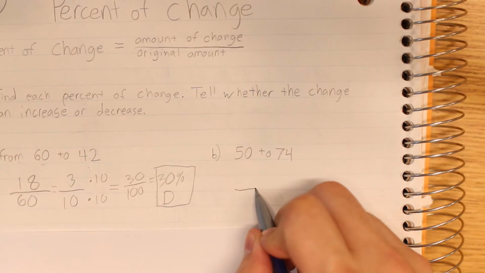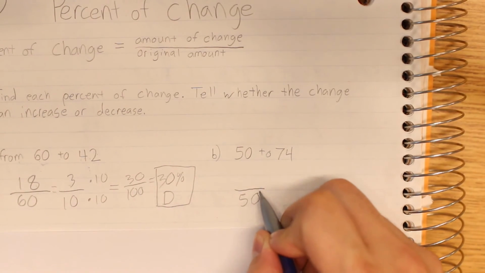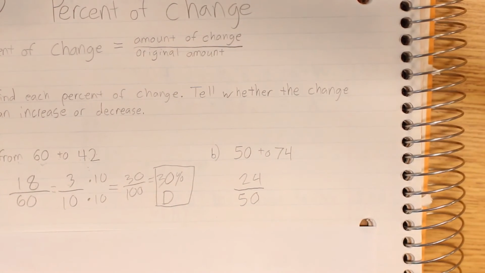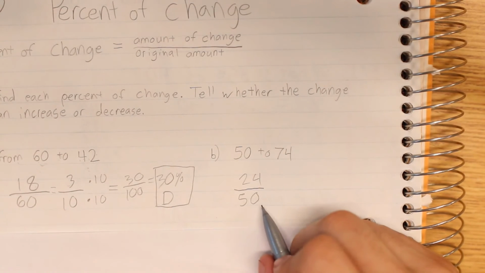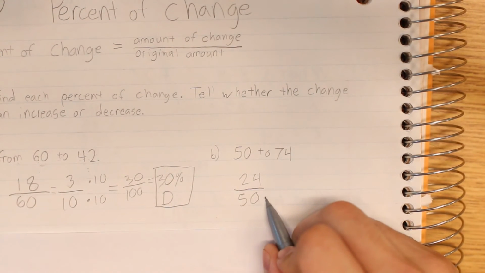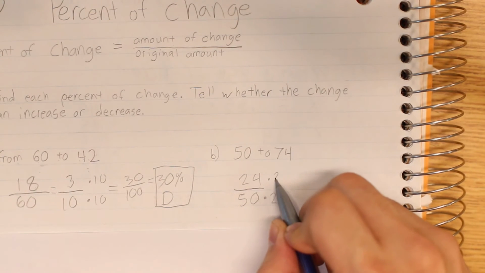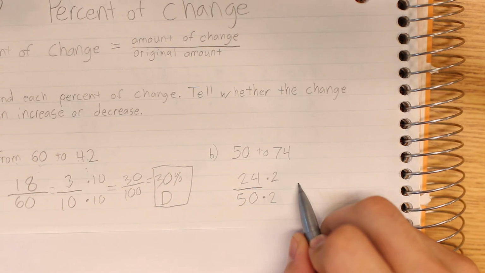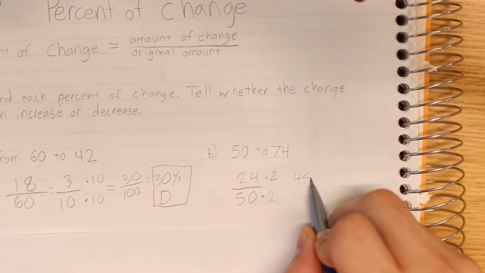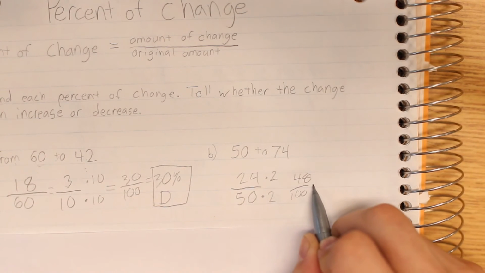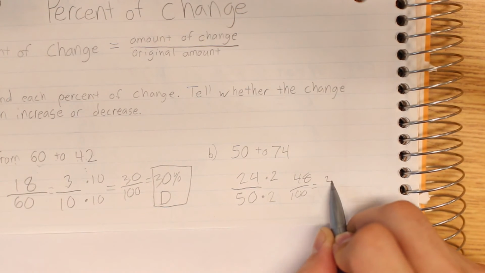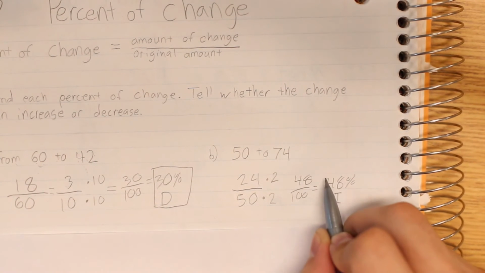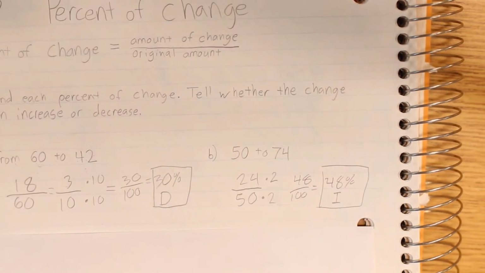So my original amount is 50, and it looks like there is an increase of about 24, okay? And so we need to find out what this is. Thankfully, 50 is an easy multiple to get to 100. We can times that by 2, times that by 2, and we end up with 48. So we get 48 over 100. So that's equal to 48%, and it's an increase. I'm going to put a capital I right here. And so that's our answer right there.